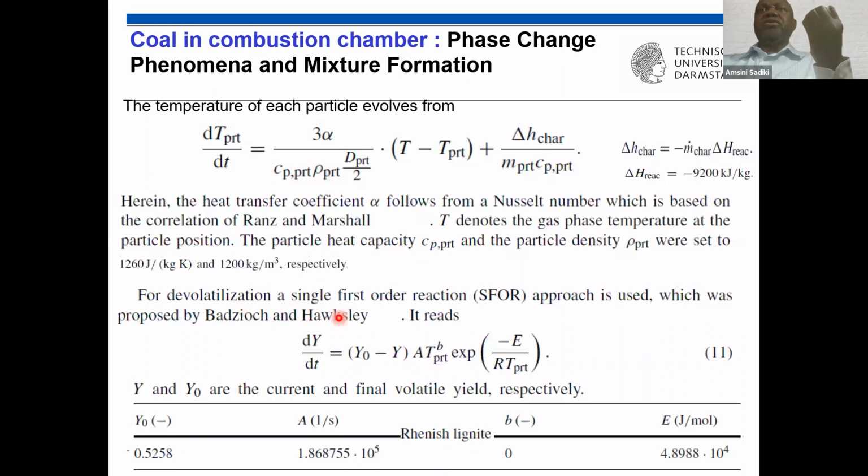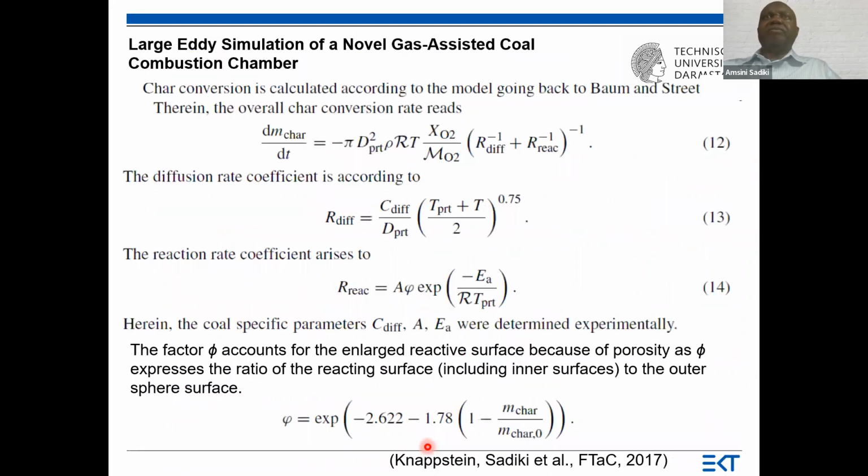For devolatilization, we use a single first-order reaction. There are many models, but we use this one here, and it follows the Arrhenius assumption. So the variation of the mass fraction of the particles coming out of the coal is given only by this expression. I will not go into details on the composition of this char, but it is a Rhenish lignite.